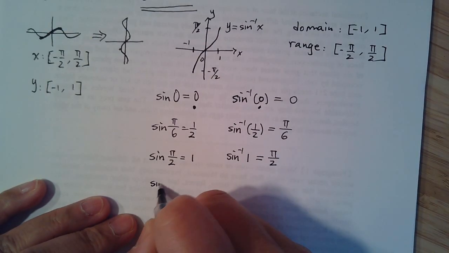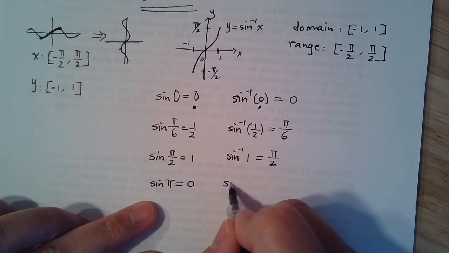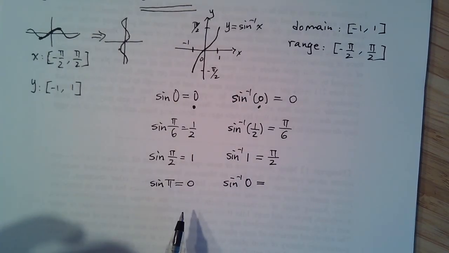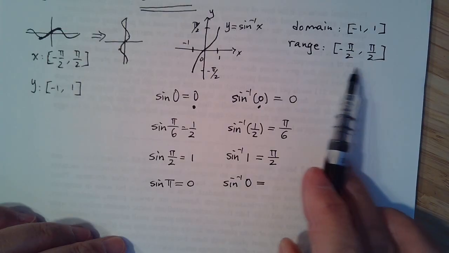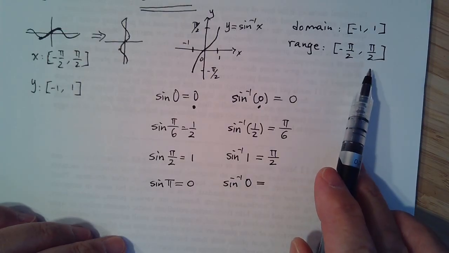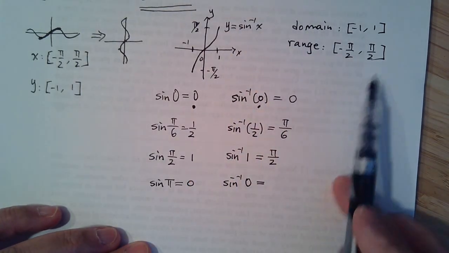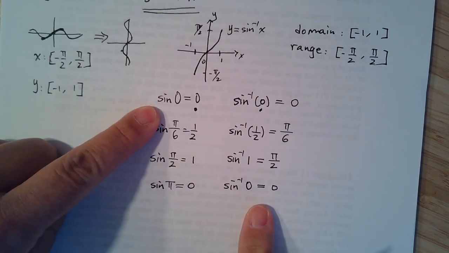What about this? What about sine π equals 0? What about sine inverse 0? Not π. Why not π? Because your range has to be only between -π/2 and +π/2. You cannot go beyond that. So even though I have this, when I look at the angle which gives me 0 as the sine value, it has to be 0. Remember this, sine 0 is 0.